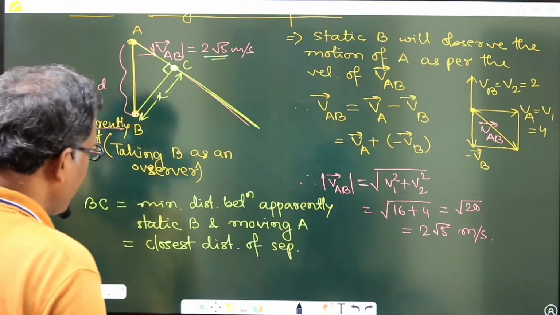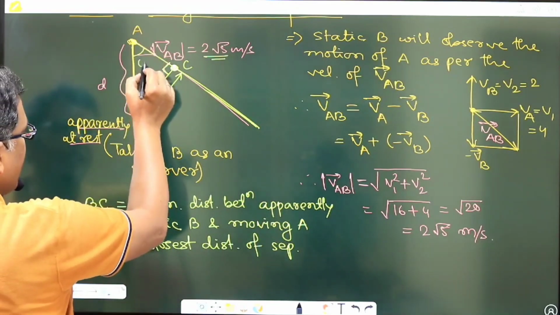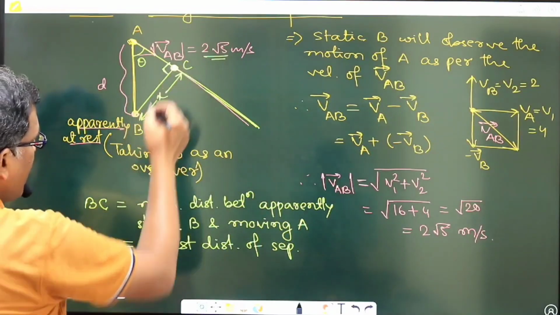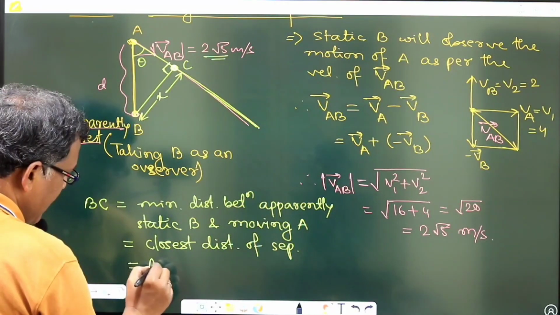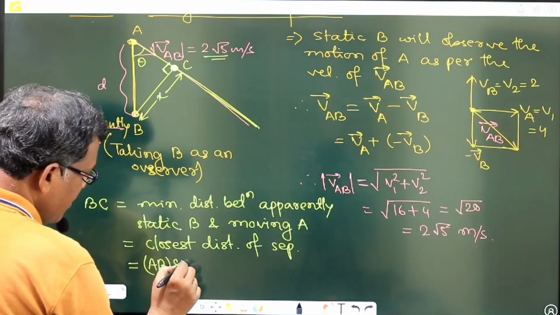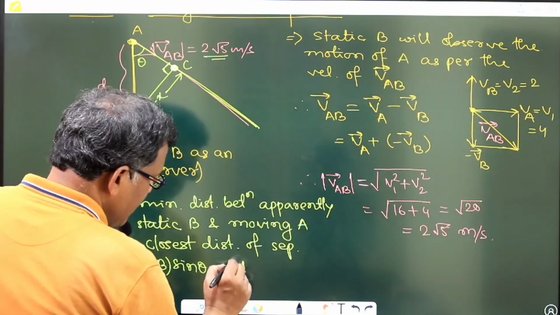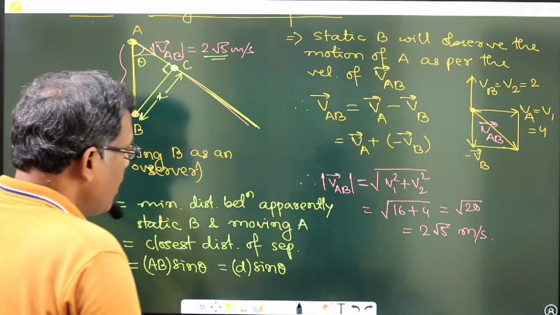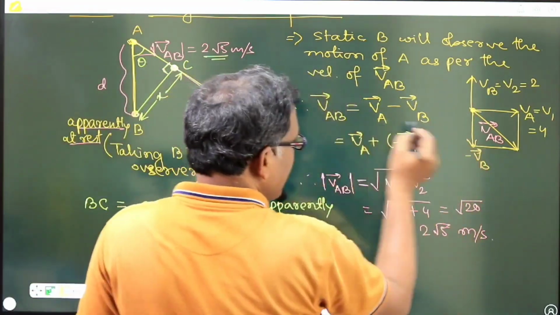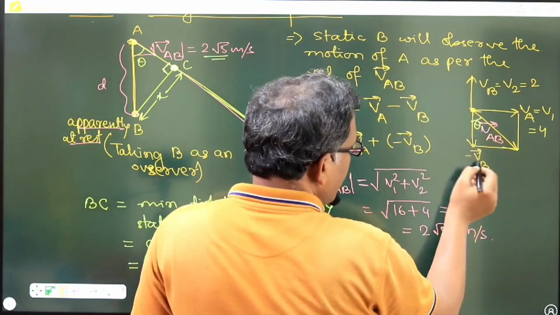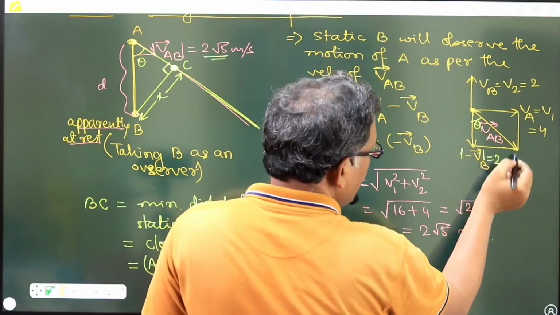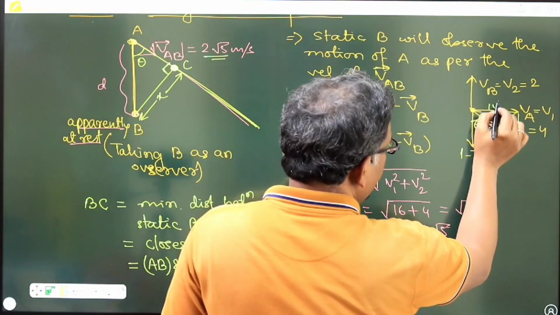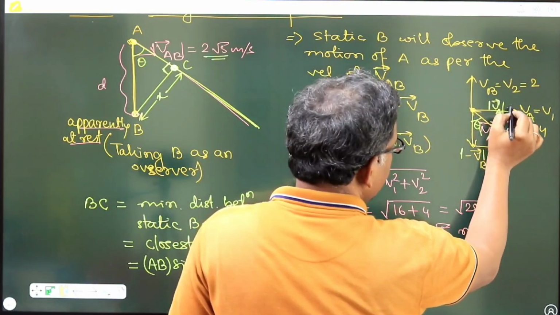So using this right angle triangle, if you consider this angle theta, then this side BC, which has been marked as C, can be straightaway written as AB into sine theta. So AB is D sine theta. D is the initial separation, which I think was given as 20 meter, right? And for sine theta, I know the magnitude of VB is 2, magnitude of VAB I have got 2 root 5, and magnitude of VA we know is 4, right?